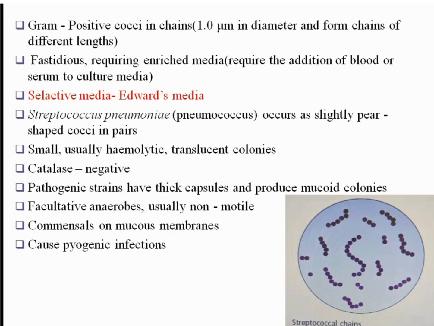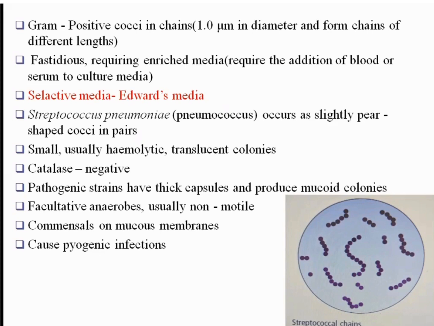The second point in the general features of the streptococci is that they are fastidious bacteria, and they require enriched media. They require the addition of blood or serum to culture media. Requiring enriched media means they require specific things in their culture media. The next one is the selective media for the streptococci, that is the Edwards media.